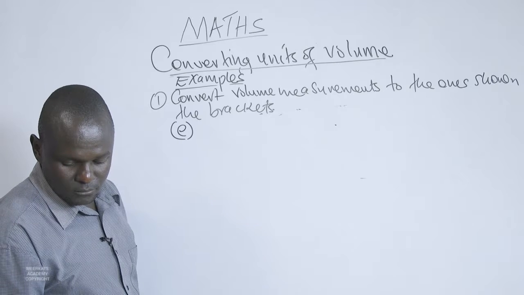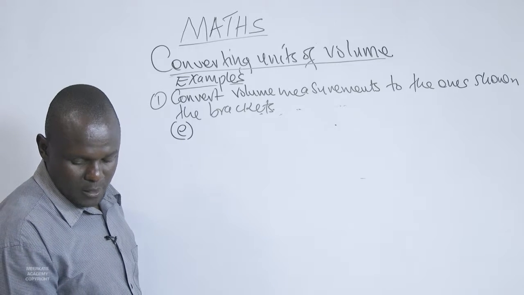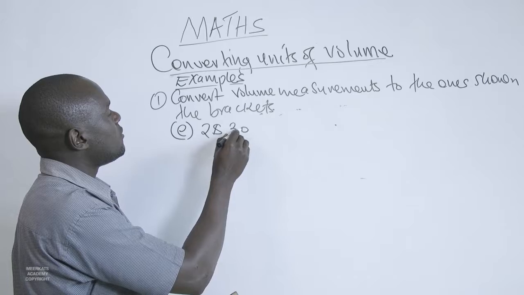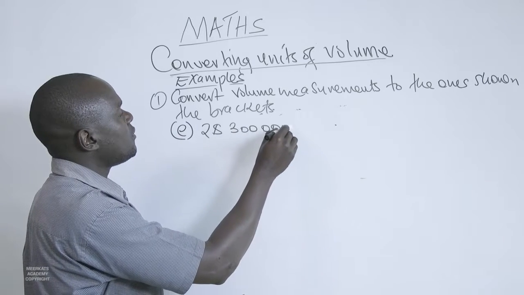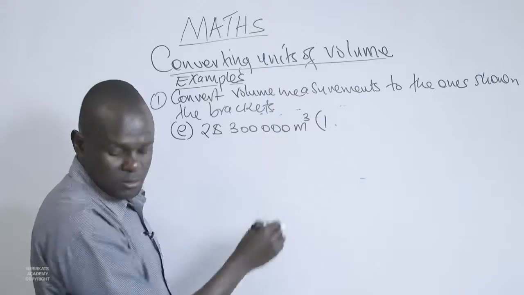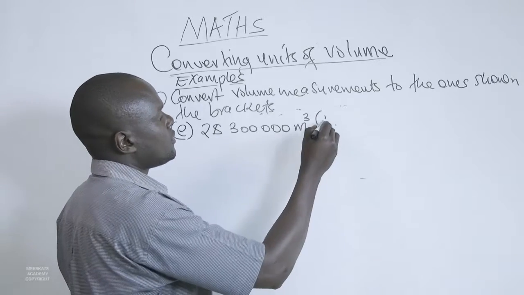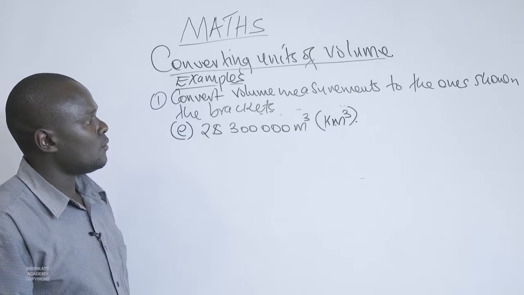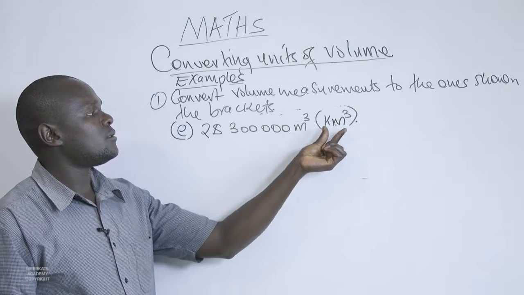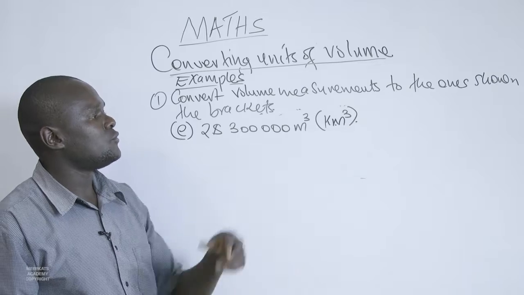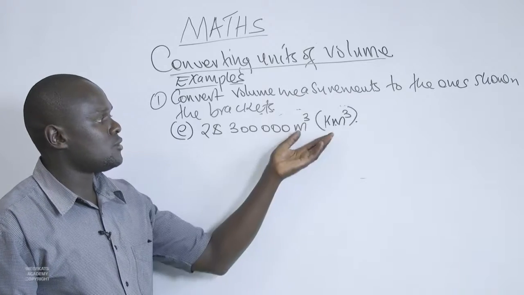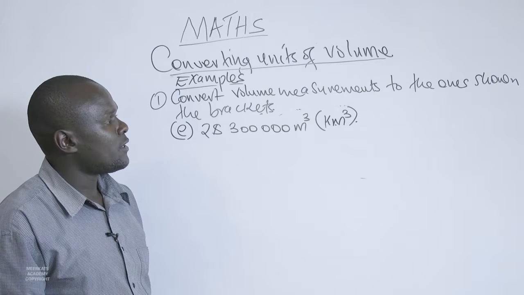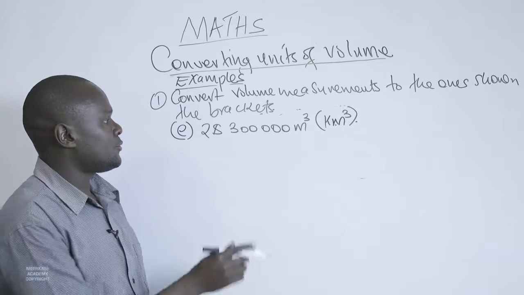Part E, we now want to convert 28,300,000 cubic meters to cubic kilometers. We want to convert from a smaller unit to a larger unit of measuring volume. This is where division by a factor of 1,000 raised to power 3 is supposed to be done.